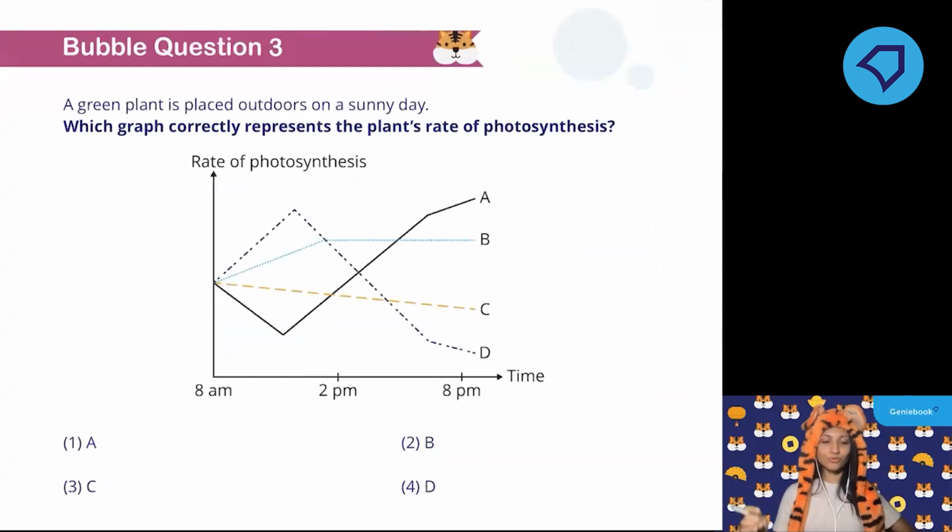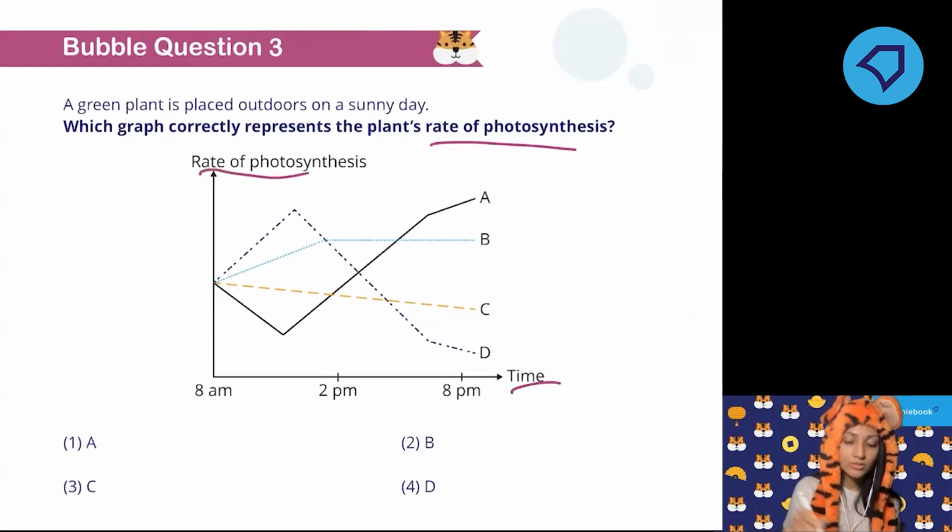Okay, good. So now let's test your ability to read graphs. Just like in math, science sometimes loves to use things like bar charts and graphs, something that looks like this. So let's read it. We have a green plant that is placed outdoors on a sunny day. Which graph correctly represents the plant's rate of photosynthesis, which is how fast the plant can make food? If you look at the two axes, the x-axis shows the time, and the rate of photosynthesis is the y-axis. So look at the time carefully.